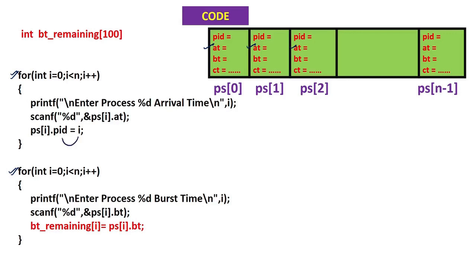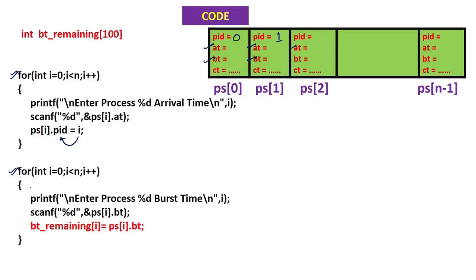So for i equal to 0, this PID will be 0. For i equal to 1, this PID will be 1, that is PS of 1 dot PID will be 1. These are the process ID numbers for the various processes. Now in this for loop, we are asking for the burst time. The same way, we are asking for the burst time inside this BT variable: PS0.BT, PS1.BT, and so on.